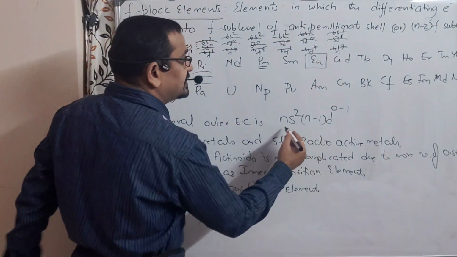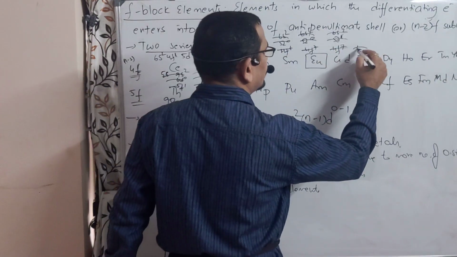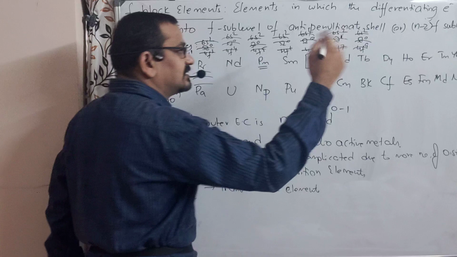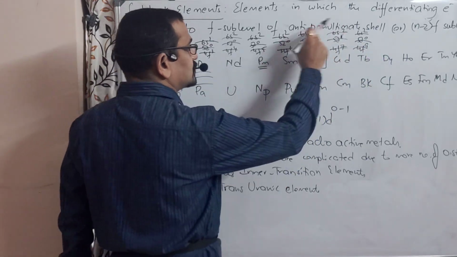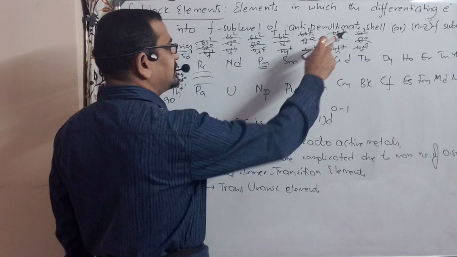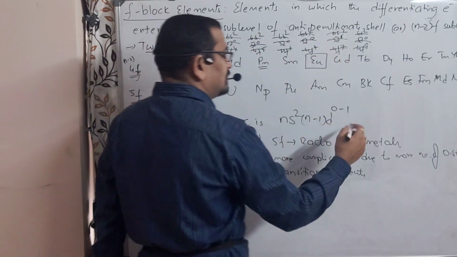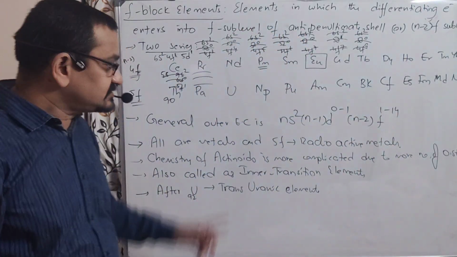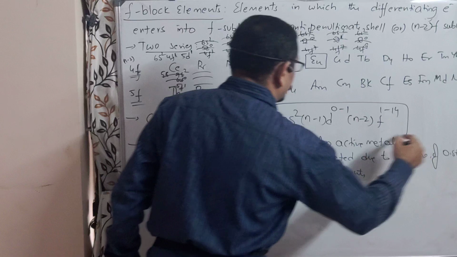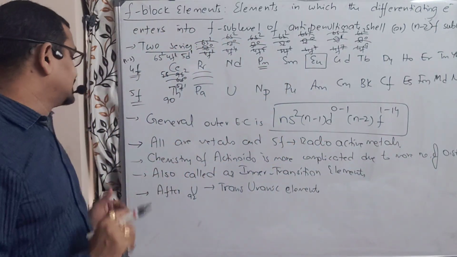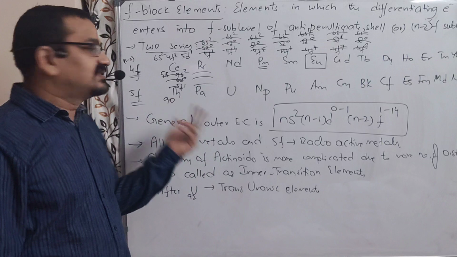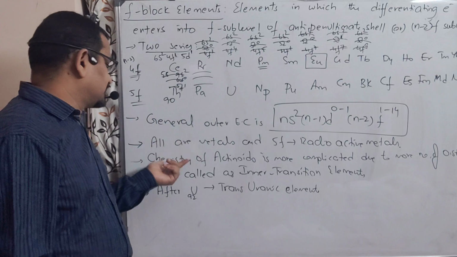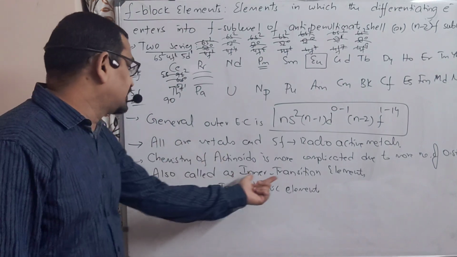That's why their general outer electronic configuration is as follows. The next one is again 6s2, 5d0, 4f9. That's continuous. So ns2 is quite common. n-1 d is usually 0, in some cases 1 electron, and n-2 f is from 1 to 14. So this is the general outer electronic configuration of f block elements, and all these are metals only. That's why they are called inner transition metals, because the electron is entering into inner shells.